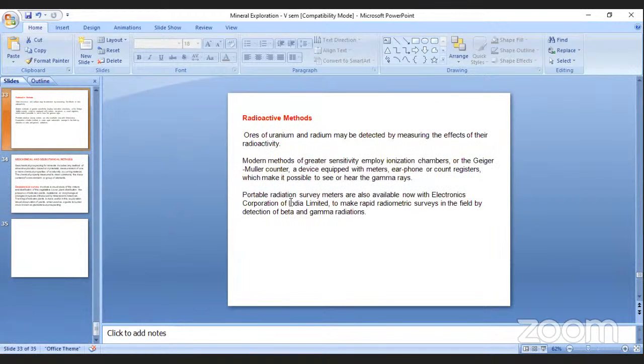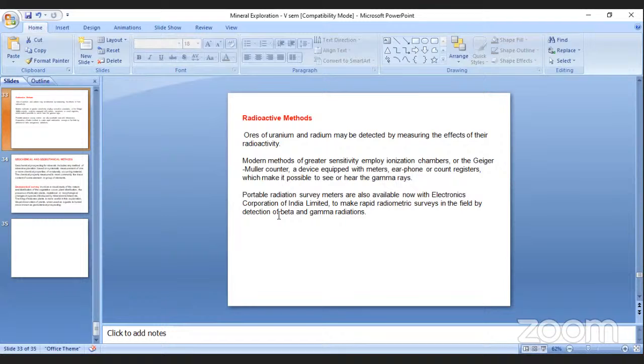And the final method is the radioactive method. In this radioactive method, we are able to identify the ores of radioactive deposits like uranium and thorium. In these methods, we use them to detect the mineralization of radioactivity of uranium and radium.